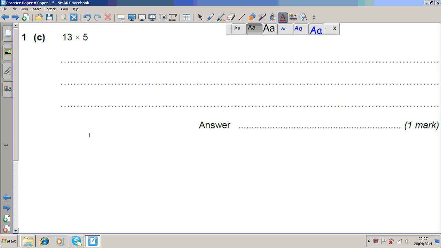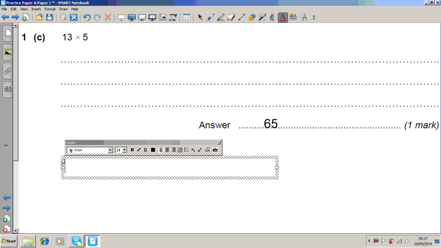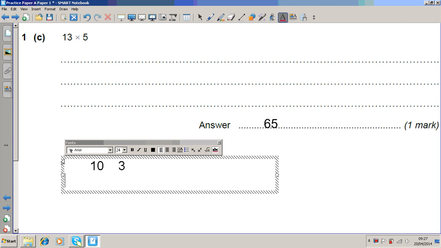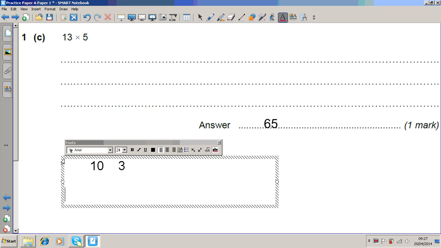13 times 5. I mean, personally, I would go 5, 10, 15, 20, 25, 30, 35, 40, 45, 50, 55, 60, 65. And just go up in your 5 times tables. If you want to do a bit of working out with your column method, 13 multiplied by 5. So then 5 times 10 is 50. 5 times 3 is 15. And if you add them together, you get 65.